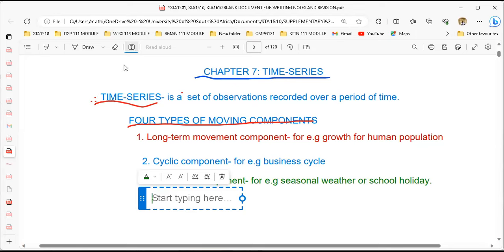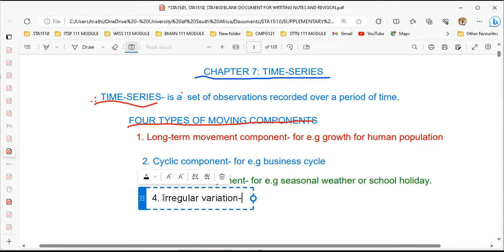Number four. Just use a different color. For the last one, we can talk about what? Now we know that we have the long-term movement component, cyclic component, and seasonal component. The last one, we have the irregular variation component. So this is number 4, irregular variation here.